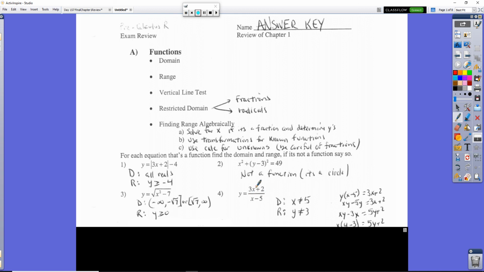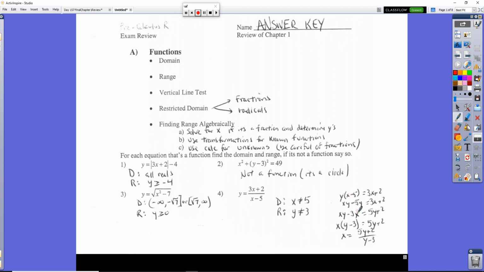And number 4, even though it's a fraction, does pass the vertical line test. You cannot use an x value of 5 because that would make the denominator go to 0. And then when I solve the equation for x, which is what you have to do for fractions, I can see that if I put a y value of 3 in the denominator, it makes the denominator go to 0. So I can't use a y value of 3.